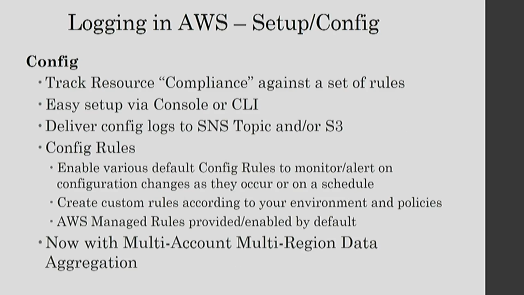Config is essentially tracking resource compliance against a set of rules. Config, short for configuration, it's probably not a long leap to understand that. This is easily set up by the console or command line. And this delivers logs to an SNS topic, which is essentially something that can send alerts by email, or if you're using a Slack client, can integrate an API for notifications. Simple Notification Service is what it stands for. And a nice, relatively recent development is that now this has multi-region data aggregation. Remember we talked about CloudTrail initially only logging to a single region, but you could apply it to all to consolidate it. Config now has that capability.